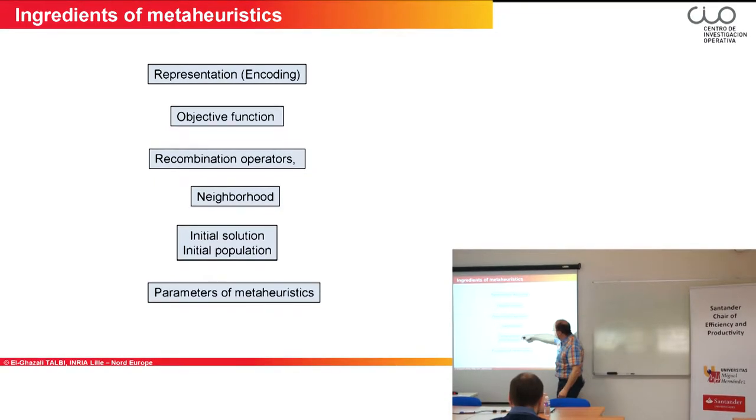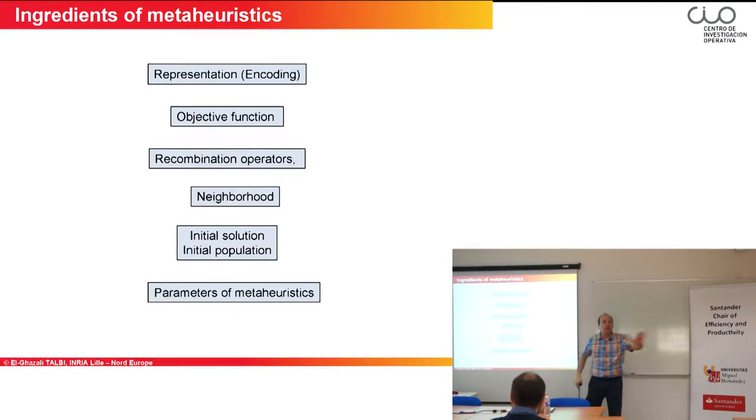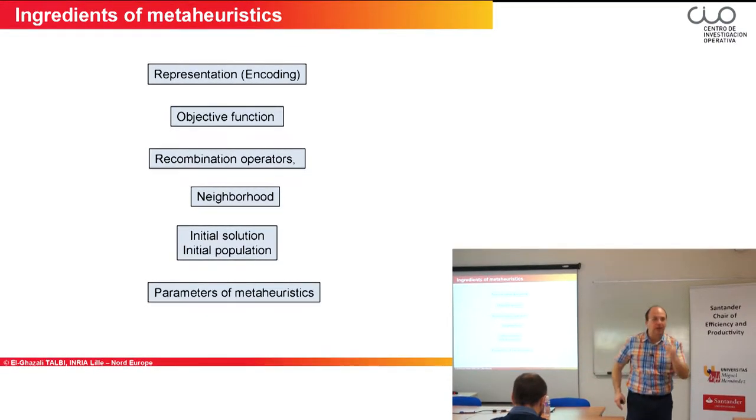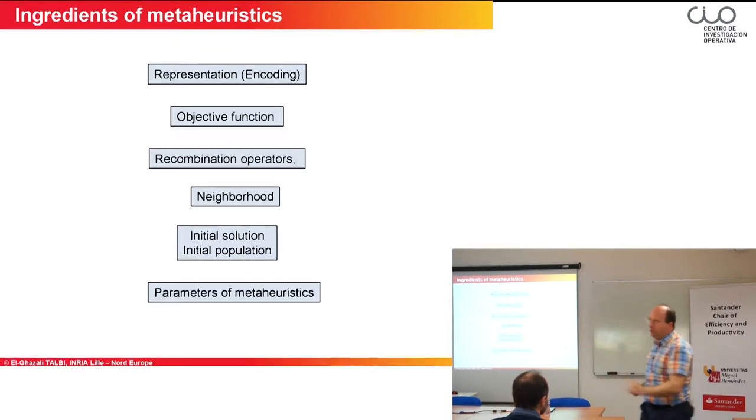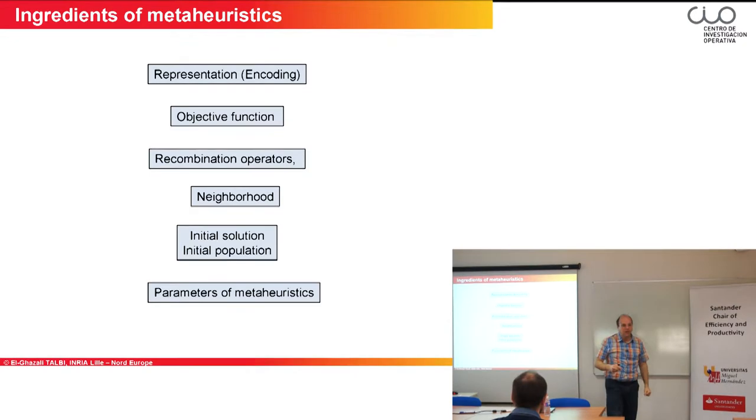Representation plus neighborhood are the most important things. Then how you generate the initial solution or the initial population. And, of course, all those algorithms have parameters. How you tune those parameters, how you will find the best values of those parameters. So for me, if you are designing metaheuristics, those are the most important search or algorithmic components that you have to deal with. The rest, I will not say not important, but not as important as this. Okay?